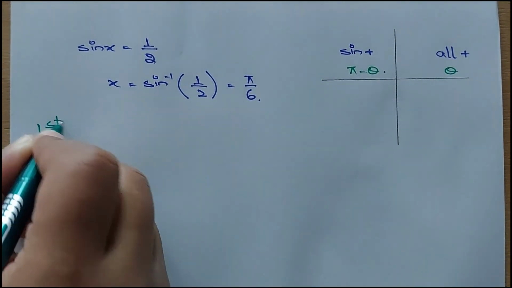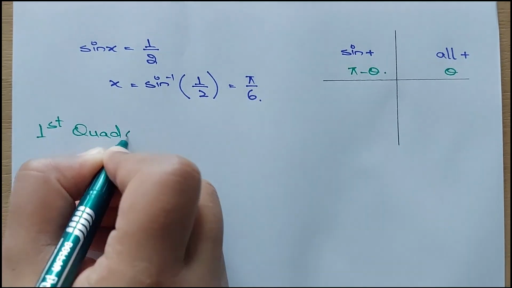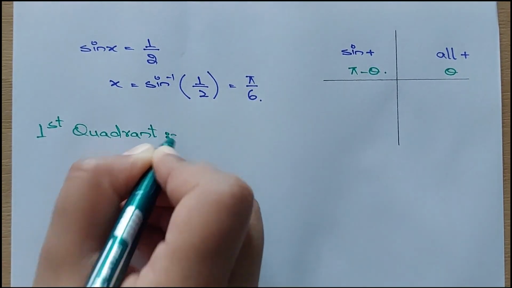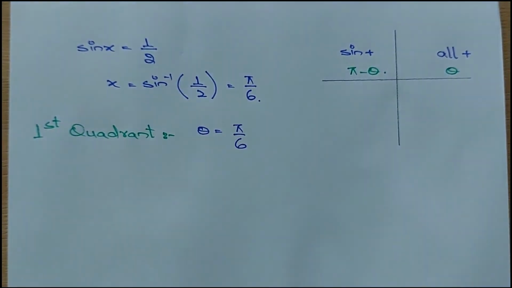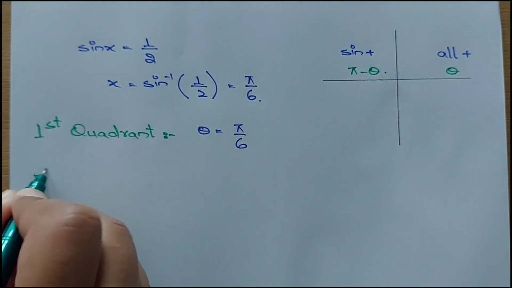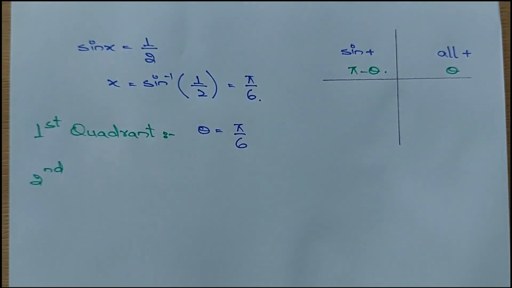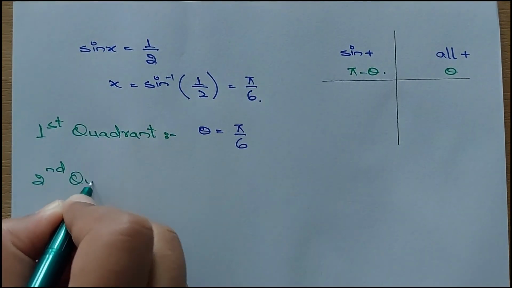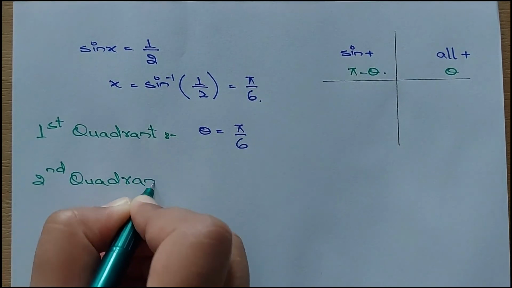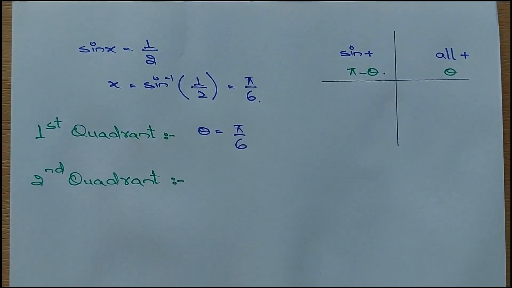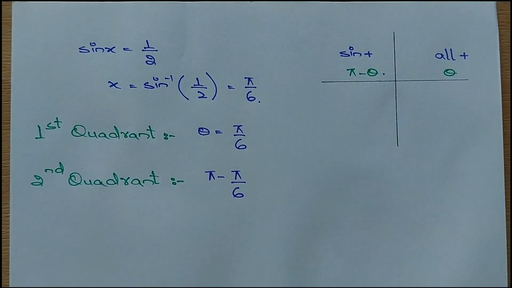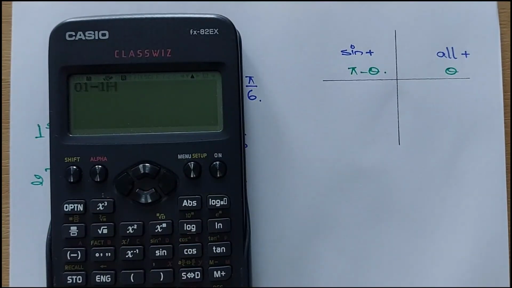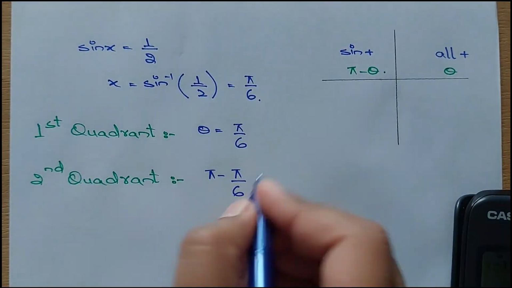Right, so for the first quadrant, this is just theta, so we can say that for the first quadrant we have theta equals pi by 6, right? And for the second quadrant we have pi minus theta, that is pi minus pi by 6, right? So 1 minus 1 by 6 is 5 pi by 6.